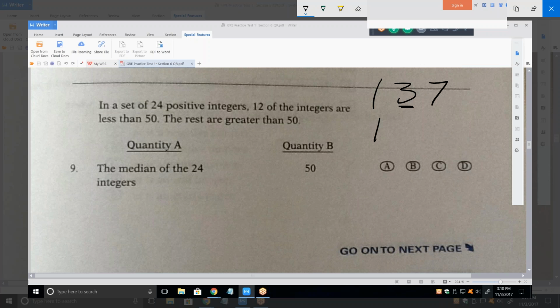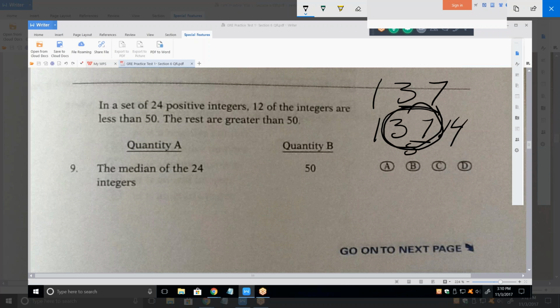Mm-hmm. If I give you an even set of numbers, now the median is not a number, it is halfway in between the second and the third number. So the median with these 4 numbers would be 5. Right. So it kind of depends on whether it's odd or even. If it's odd, you take the middle number. If it's even, you take the average between the two middlest numbers.